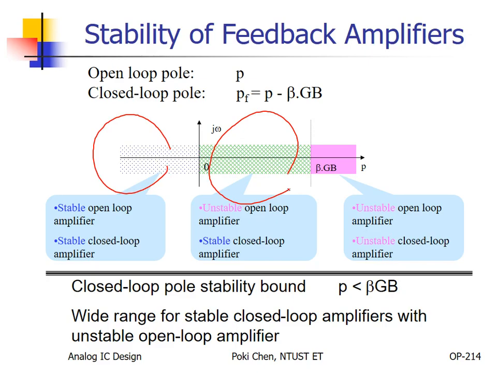Here, you can see for the op-amp, actually the dominant pole is to the right. So it is unstable. But the overall application is still stable. So here is the new territory for you. With an unstable op-amp, we can still achieve stable application circuits through negative feedback.